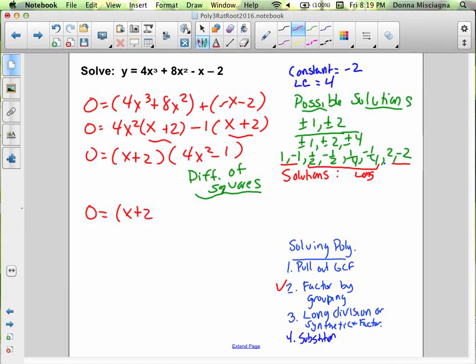So x plus 2, and then square root of 4x squared is 2x. Square root of 1 is 1. And then the same thing, but with a plus. And there we go. We're all factored.